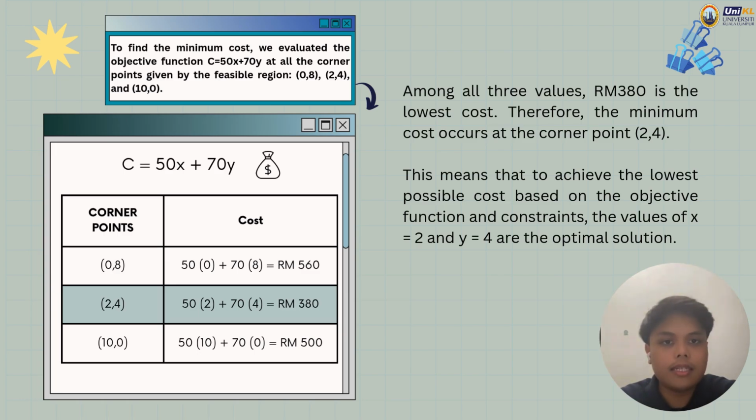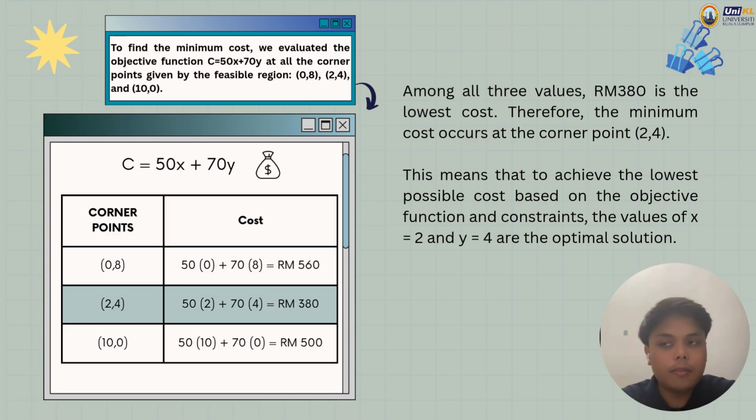Step 1. Understand what an objective function is. An objective function is the formula we want to minimize or maximize. In this case, the function is c equal 50x plus 70y. This formula could represent the total cost where Rm50 is the cost per unit of x, Rm70 is the cost per unit of y, and c is the total cost we want to minimize.